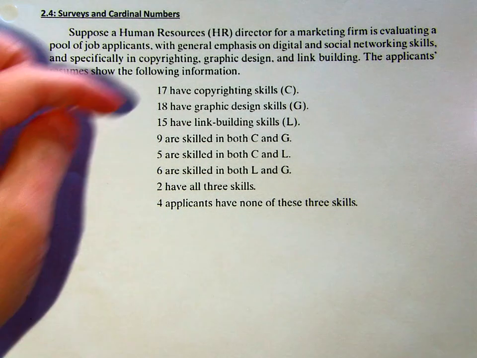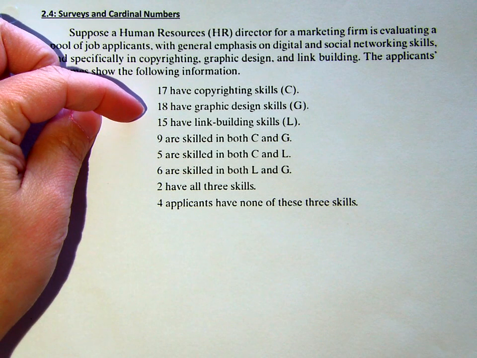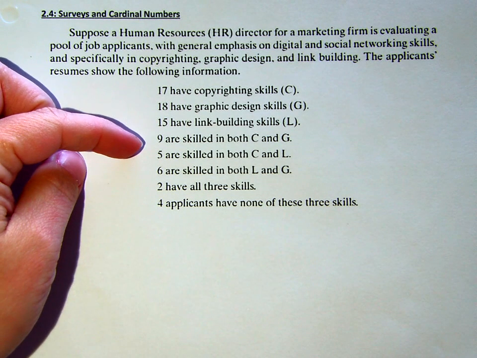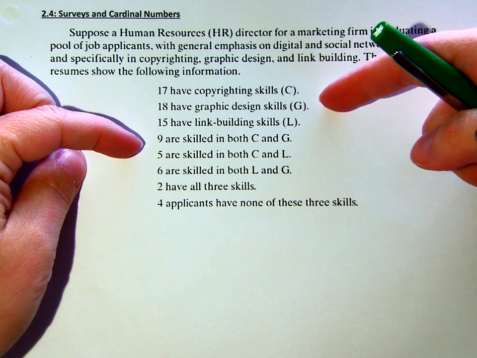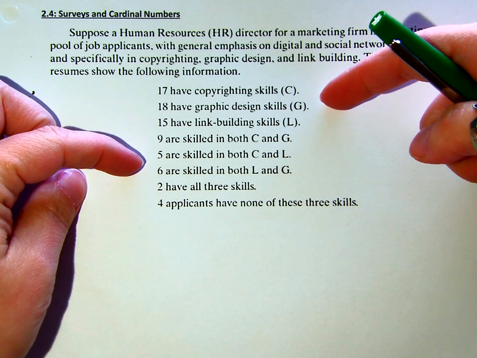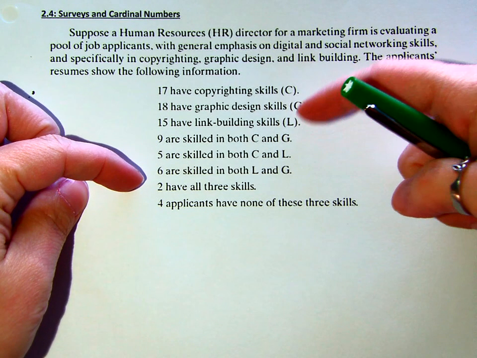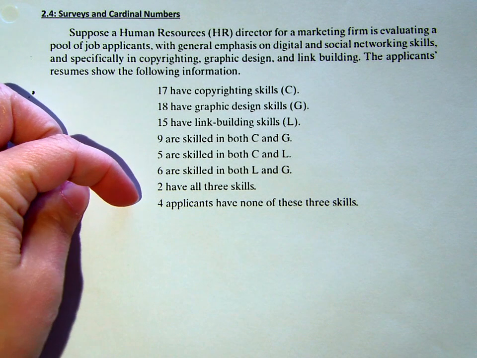So it says 17 of the applicants have copywriting skills, 18 have graphic design skills, 15 have link building skills, 9 are skilled in both copywriting and graphic design. 5 are skilled in copywriting and link building. 6 are skilled in link building and graphic design. 2 are skilled in all 3. And then 4 applicants have none of these skills at all.